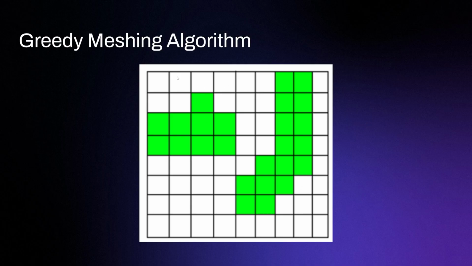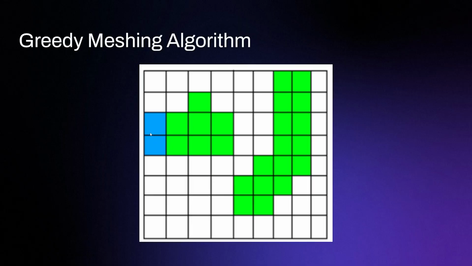We represent all the voxels inside the slice of the chunk as cells in a grid, where these green cells mean that a cell is present. It doesn't matter what type of voxel it is, and the white ones mean it is empty. The first thing we do is go to the first column, and we figure out where the first present cell is. And then we keep going up until we meet an empty cell to calculate the height of the quad.